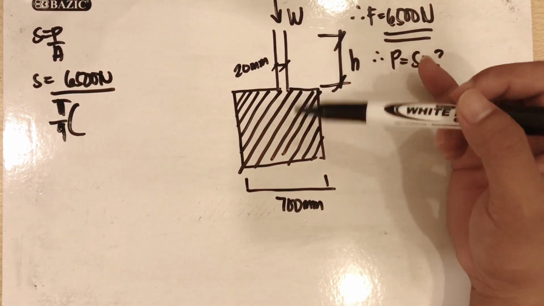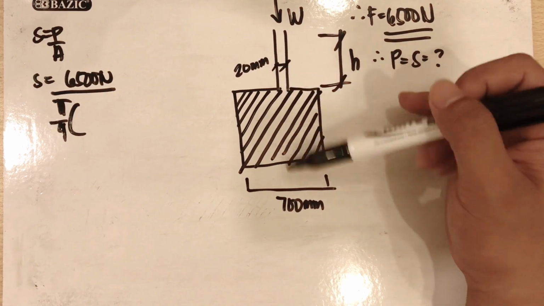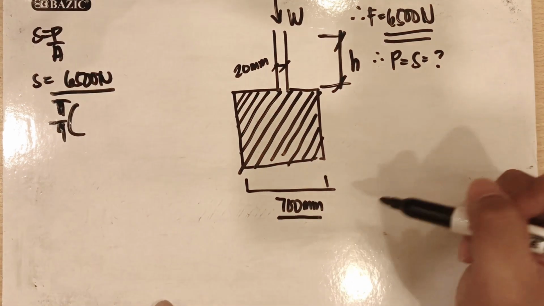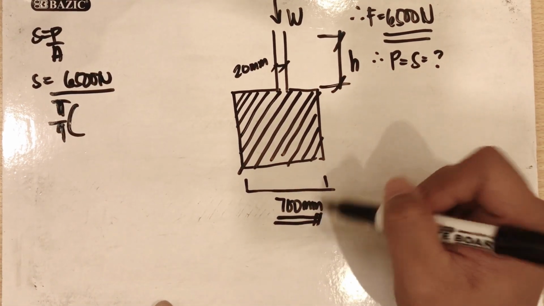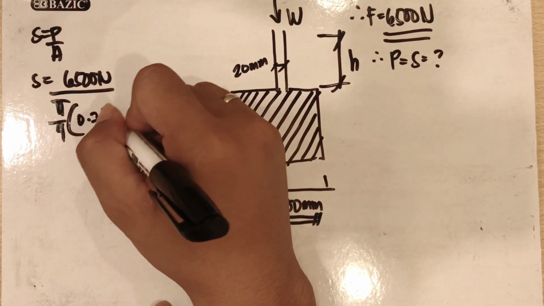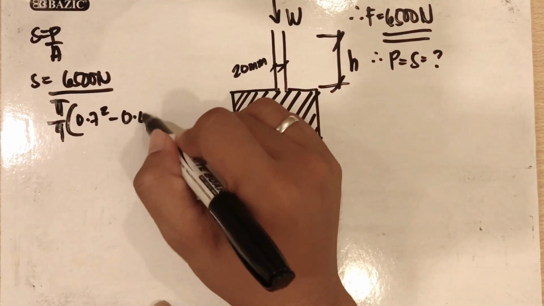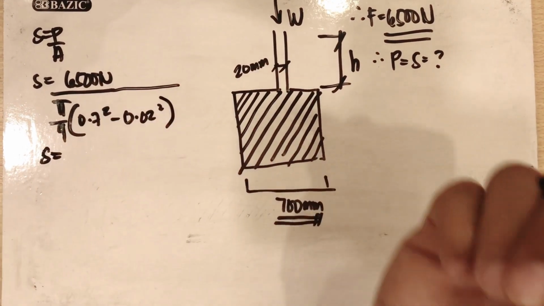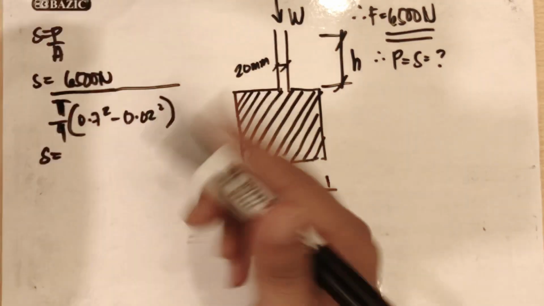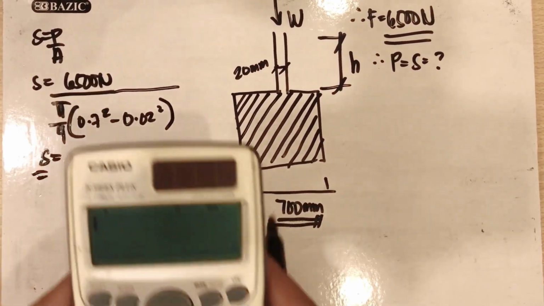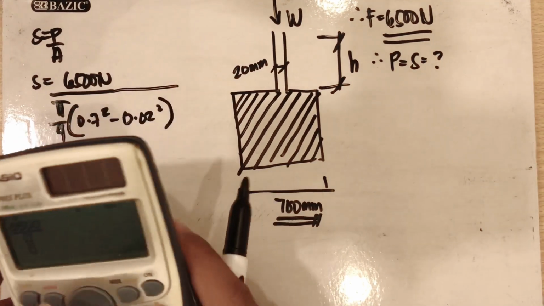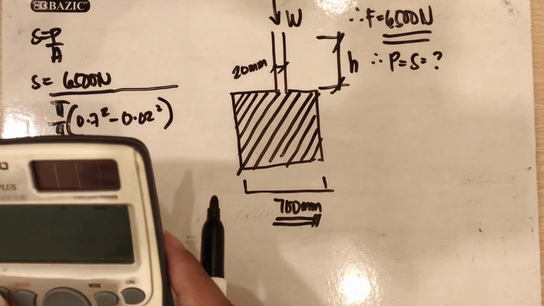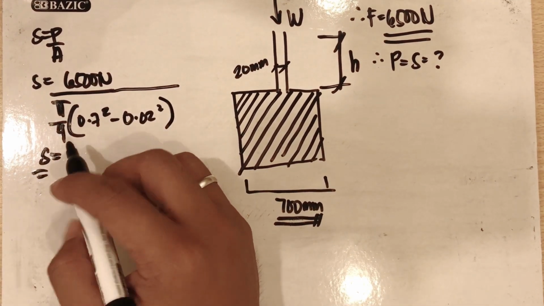So what will we use there? We will use both, taking just the difference in diameter. So pi divided by 4 times the larger one first, 0.7 squared, minus the smaller one, 0.02 squared. So S is equivalent to, this is our pressure: 65 divided by pi over 4 times 0.7 squared minus 0.02 squared.